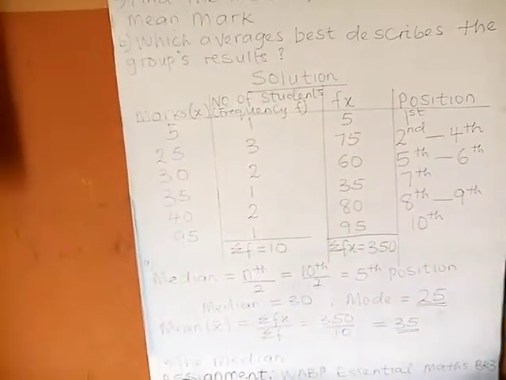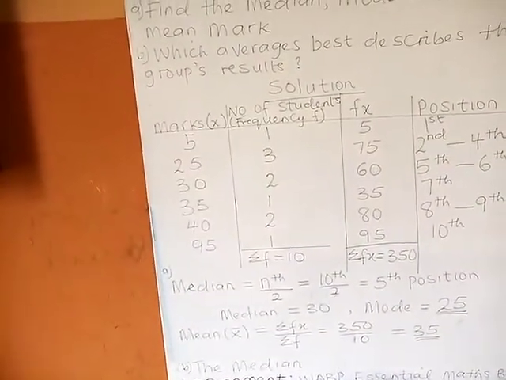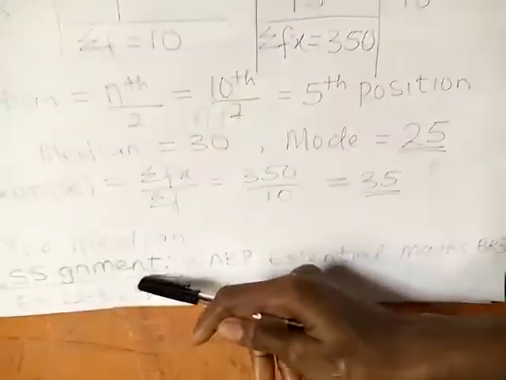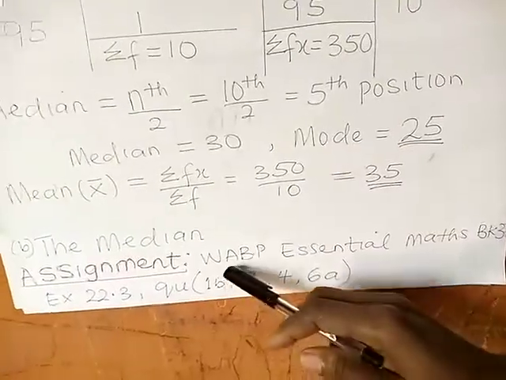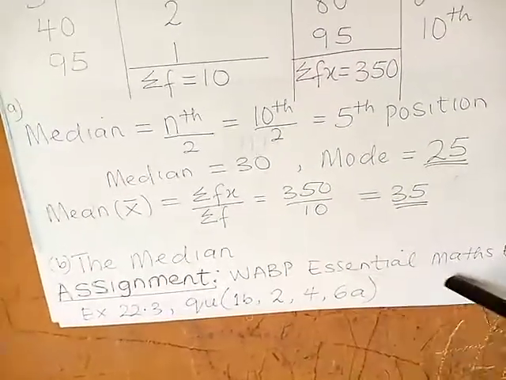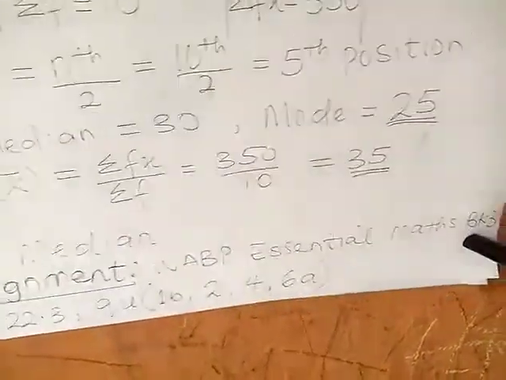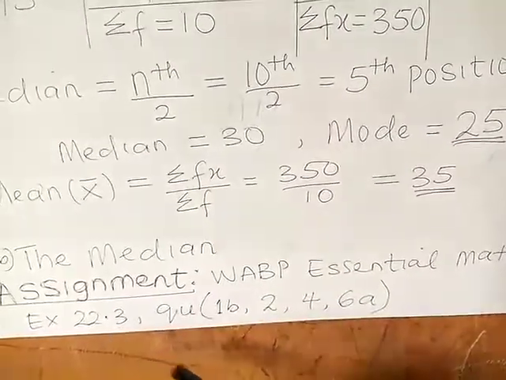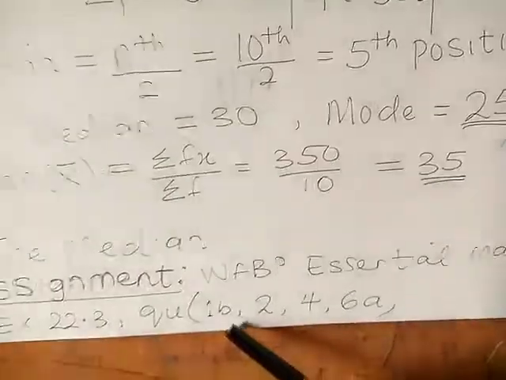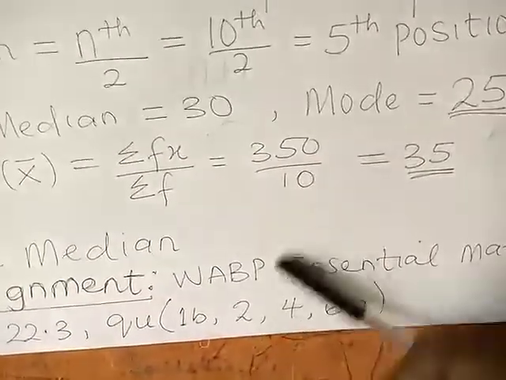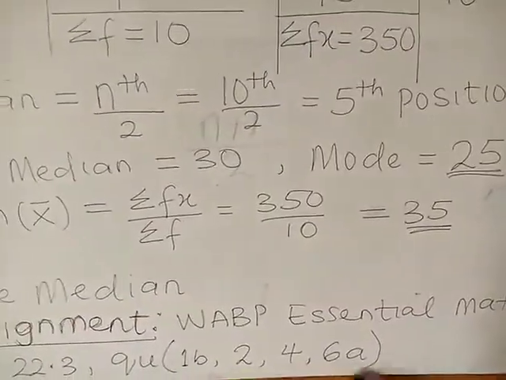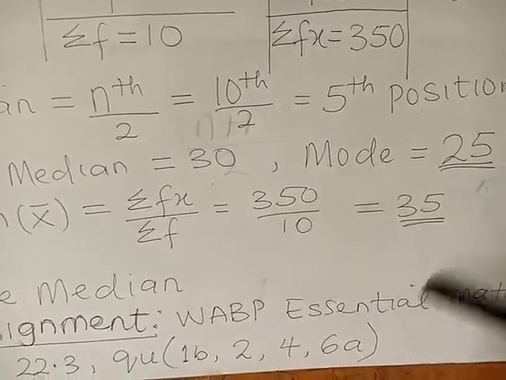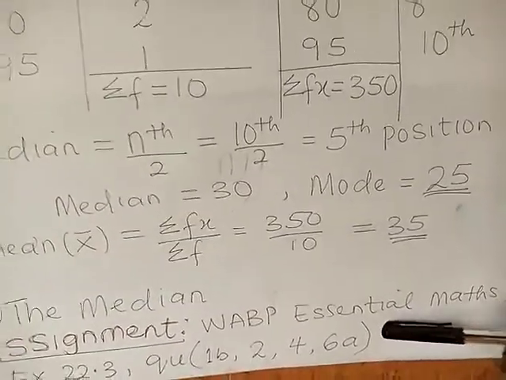Now, this is the assignment you'll be doing for me. I'm still expecting the last assignment I gave to you in the last class. I'll be waiting to receive that. From your WAP Essential Maths textbook, book 3, you'll be doing exercise 22.3, question 1b, question 2, question 4, and question 6a, to be submitted together with the last assignment I gave.